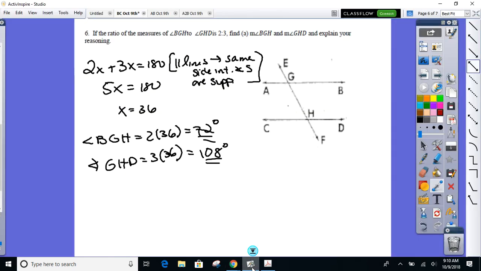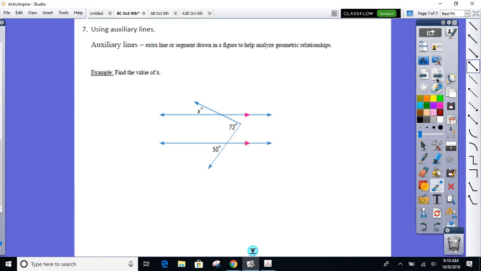Okay, everyone's all right. Number 6 now. Number 6, any questions? Ready to go? Finish this up. All right, last one here. A little bit of a challenge now.